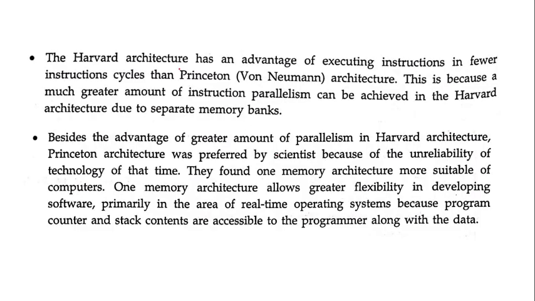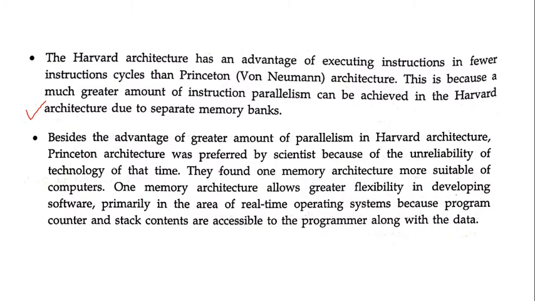Now the Harvard architecture has the advantage of executing instructions in fewer instruction cycles than the von Neumann architecture. This is because a much greater amount of instruction parallelism can be achieved in Harvard architectures due to the separation of the memory banks, as we already saw in the block diagram.